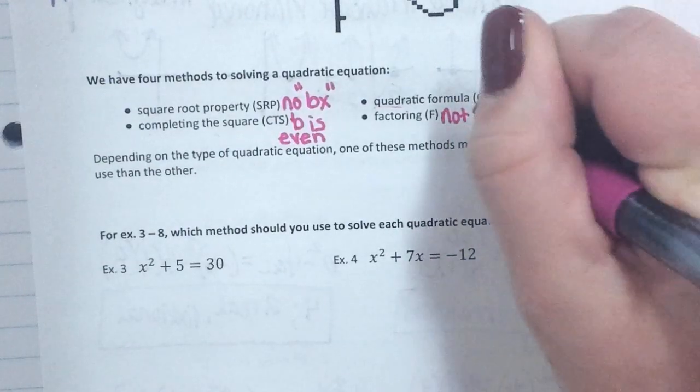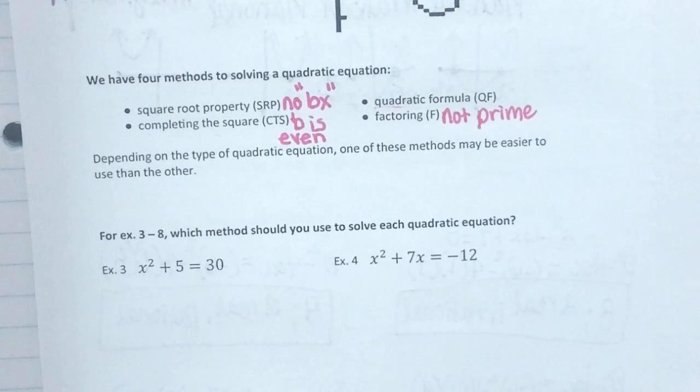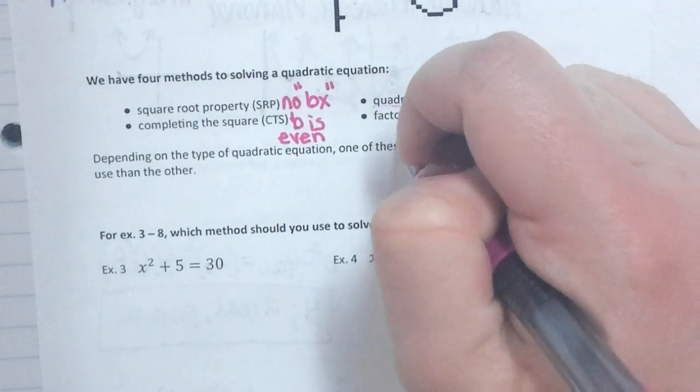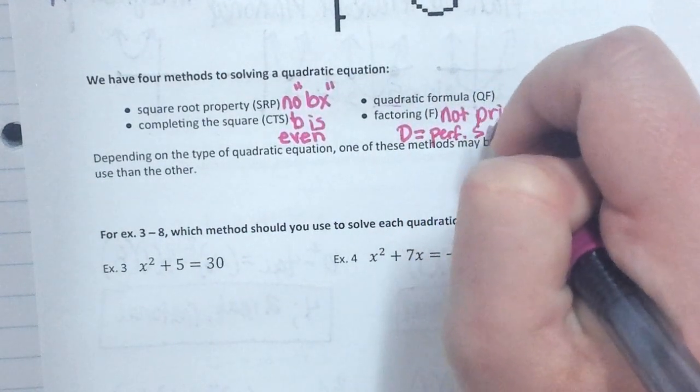Now, how do you figure that out, though? How do you figure out if an expression can be factored? Well, the discriminant will be a perfect square, right? Or the discriminant is a perfect square. That means we're going to have two answers that are rational, okay? So the discriminant would equal a perfect square.